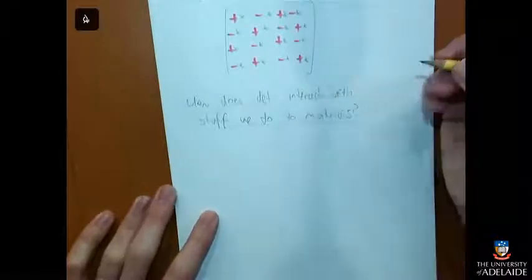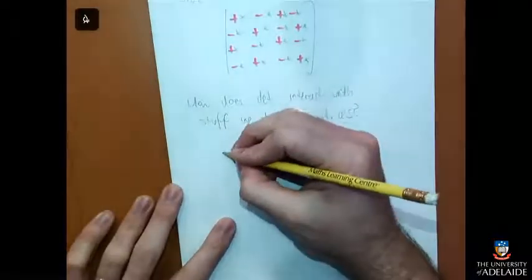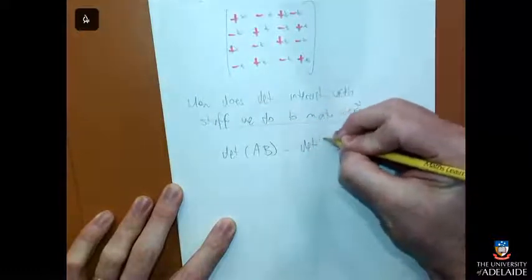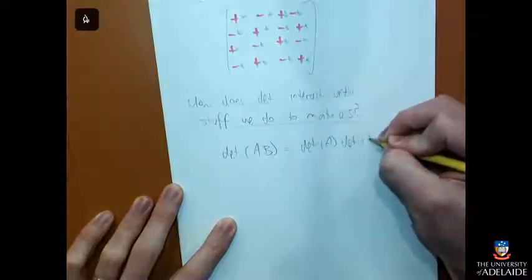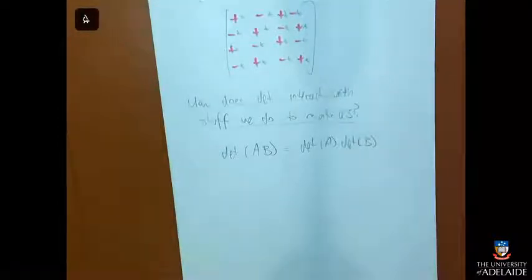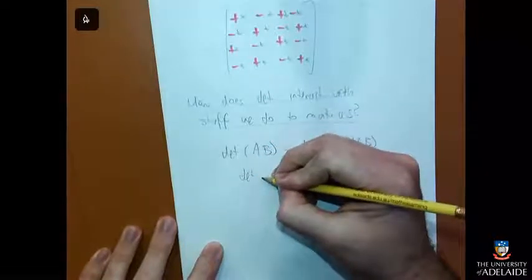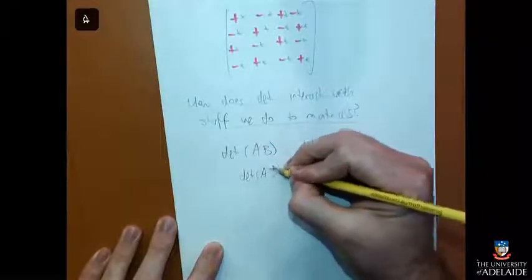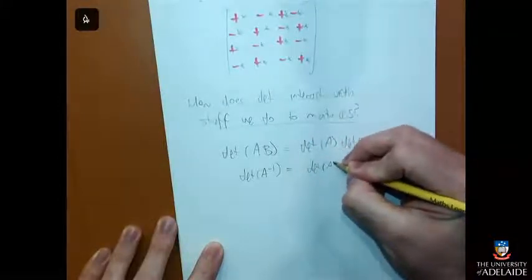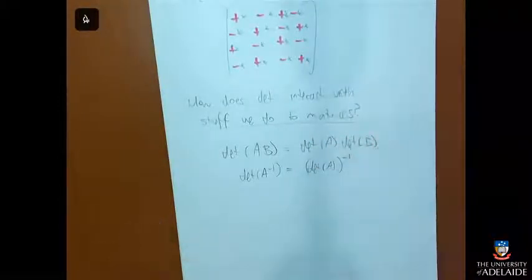Okay, so here's how it interacts with other stuff we do. The determinant of A times B is the same as the determinant of A times the determinant of B. That's a really useful one. If you multiply matrices, then you can multiply their determinants. And it also turns out that if your matrix does have an inverse, then the determinant of A inverse is the inverse of the determinant of A.